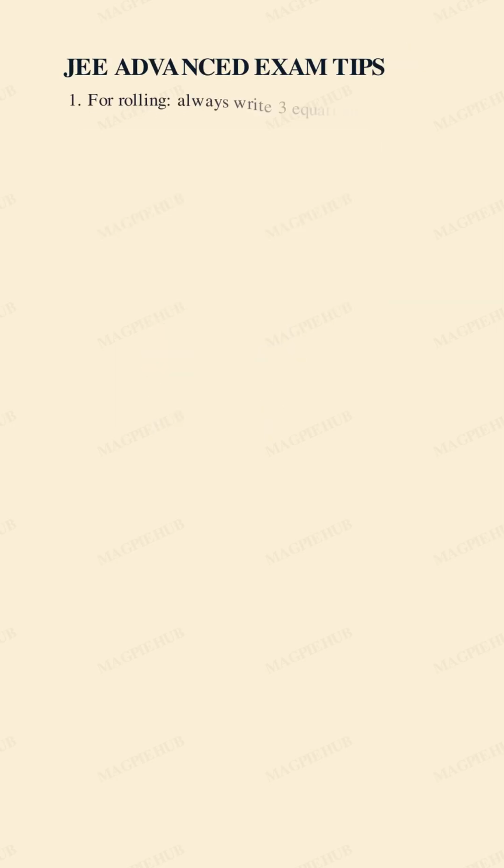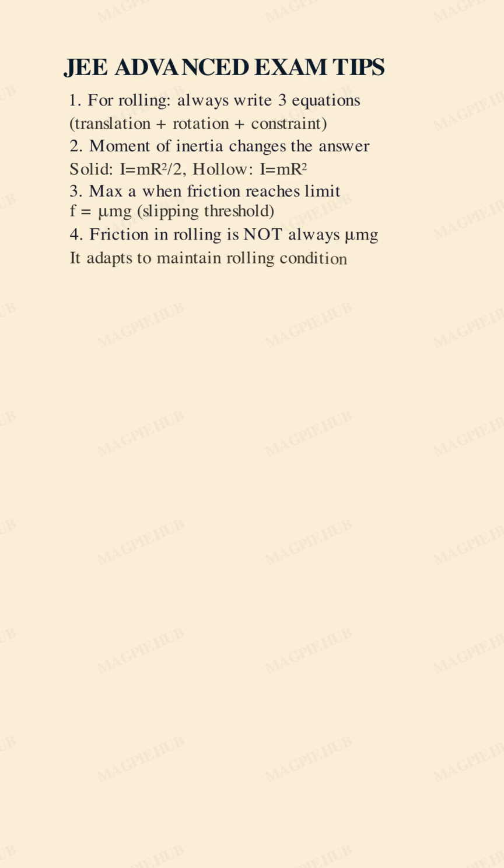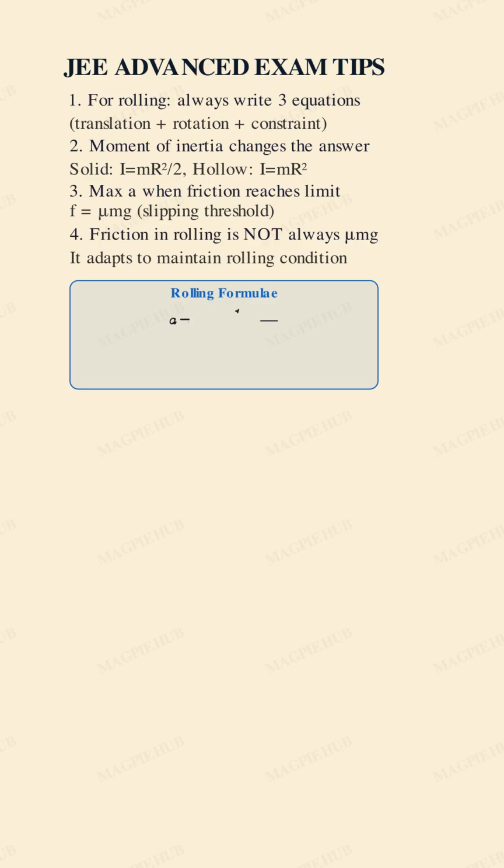Tip 1, for rolling motion, always set up three equations, translation, rotation, and the rolling constraint. Tip 2, the moment of inertia determines the acceleration. Solid is mr squared over 2, hollow is mr squared. Tip 3, maximum acceleration occurs when friction reaches its limit, mu mg. Tip 4, friction in rolling is not always mu mg. It adjusts to maintain the rolling condition. Remember the general formula, a equals F over m times 1 plus I over mr squared.